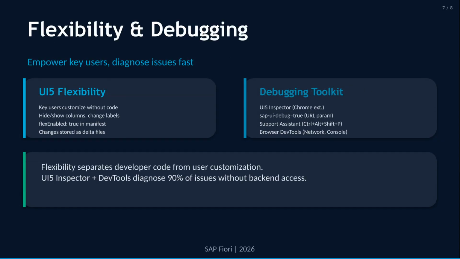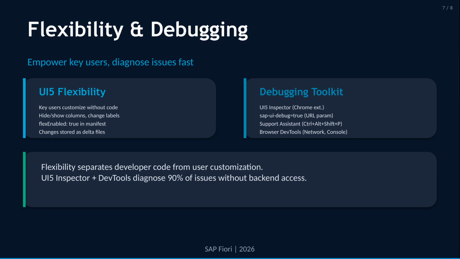Two more capabilities complete your development workflow. First, flexibility, sometimes called variant management or key user adaptation. This feature lets business users create personalized variants of your app, changing table columns, filter defaults, or field visibility without touching your code. As a developer, you enable flexibility by configuring the flexibility services in your manifest.json and ensuring your controls support the adaptation APIs. This separates developer changes from user customizations and reduces change requests from business users.